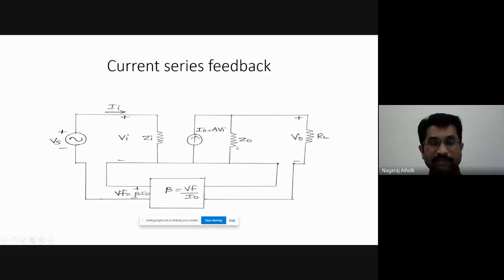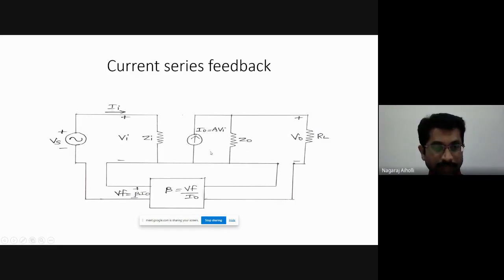But here for the current series feedback amplifier, the value of Z naught is very small, in terms of kilo ohms or ohms, right? Therefore, as the value of Z naught is small, the current flowing through Z naught is more than I naught. Therefore, instead of taking I naught minus the current flowing through Z naught, we are taking this current minus this current.